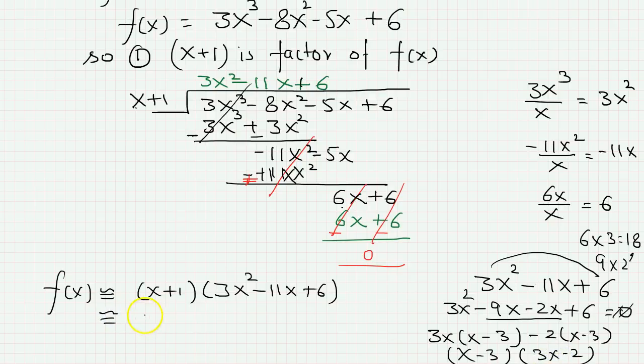So the factorization will be x plus 1, x minus 3 and 3x minus 2. This question was of 9 marks. It's a lengthy question, but this is a very easy question.